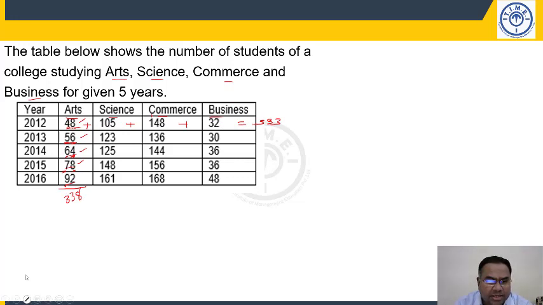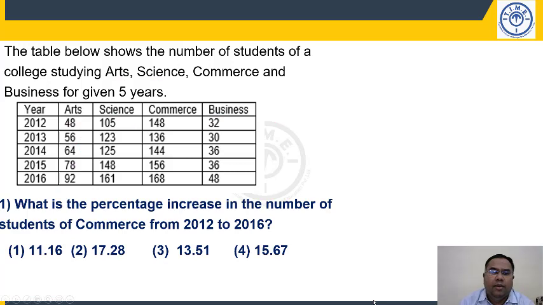Now let us take up the first question, students. What is the percentage increase in the number of students of commerce from 2012 to 2016? Right? Now, I'll give you 30 seconds of time. You can try this. What's the formula for percentage increase or percentage decrease? Difference. This is a basic fundamental question, formula, right?